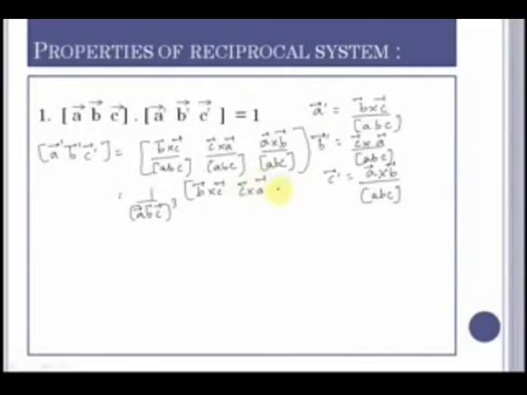And A cross B. Now this is the box product containing the vectors B cross C, C cross A and A cross B. Now this is equal to the box product of A, B, C whole square. Now why does this happen? Let's try to find it out.